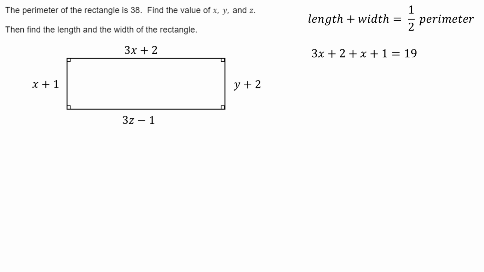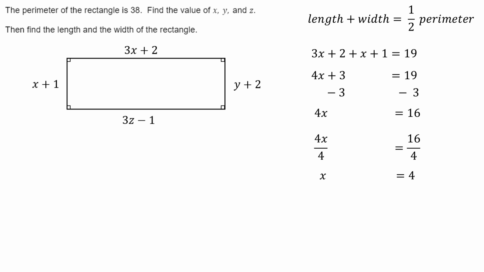Combine like terms. 3x plus x is 4x. 2 plus 1 is 3. Undo addition by subtraction. 19 subtract 3 is 16. Undo the multiplication by division. I now know that x equals 4.